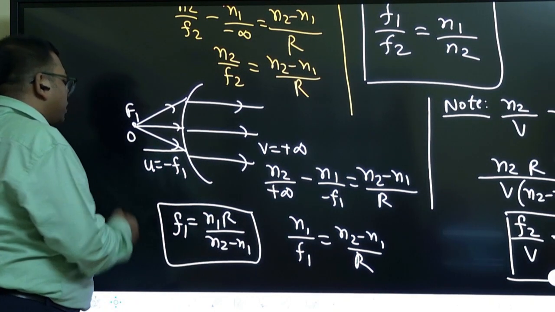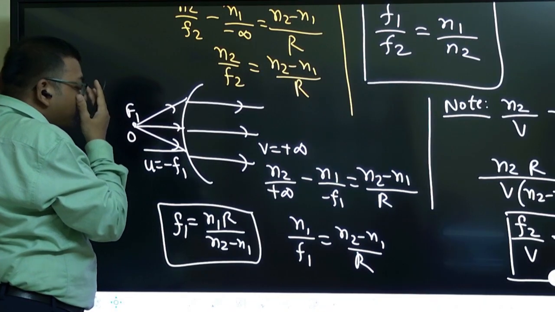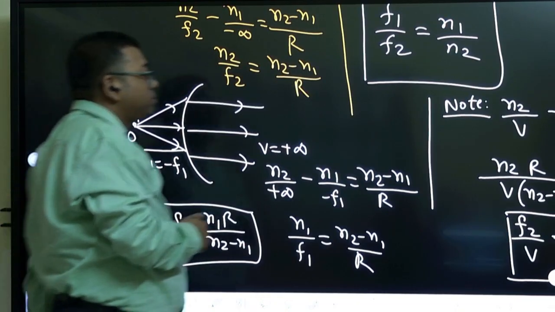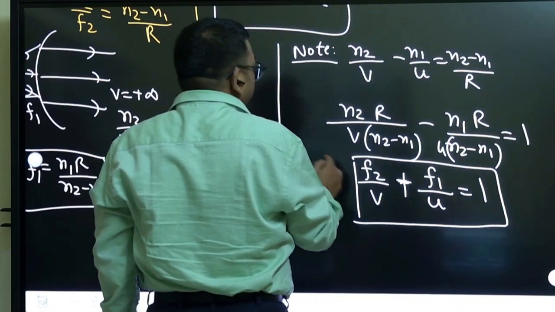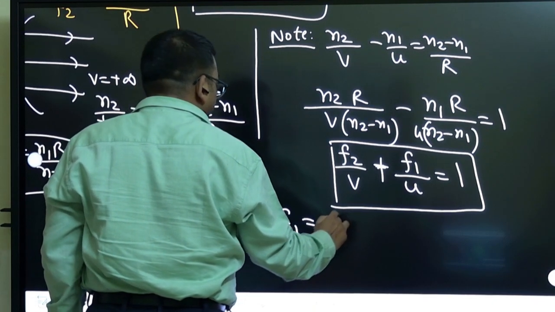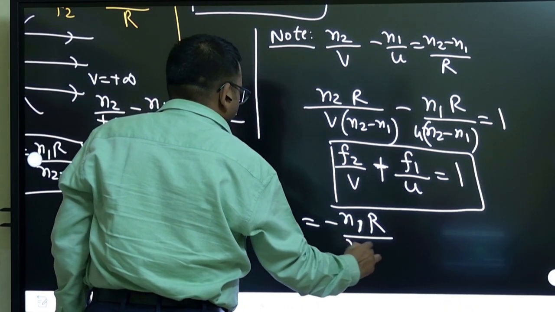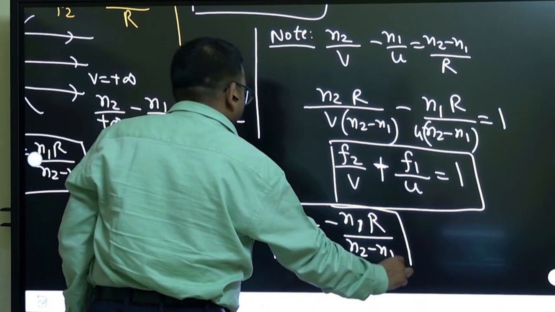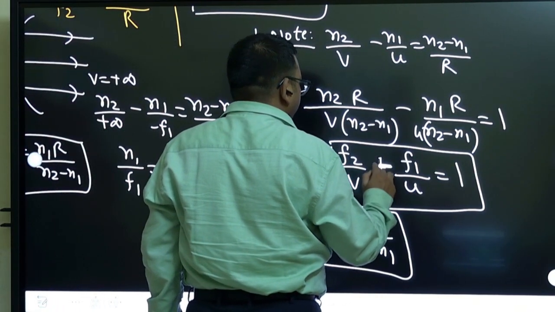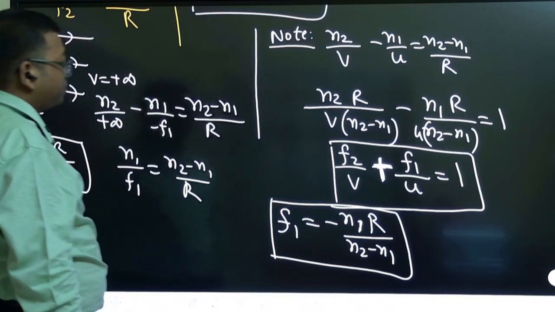Might be because it is this side, so they are just putting u as f1 because we don't know which side it will come. Automatically it is coming as negative side. Magnitude wise it is this. So I think this f1 they are defining as negative. Note that f1 they are defining as minus of n1 r by n2 minus n1. That's why this term is becoming plus, otherwise this will become minus 1. They are taking this with sign.